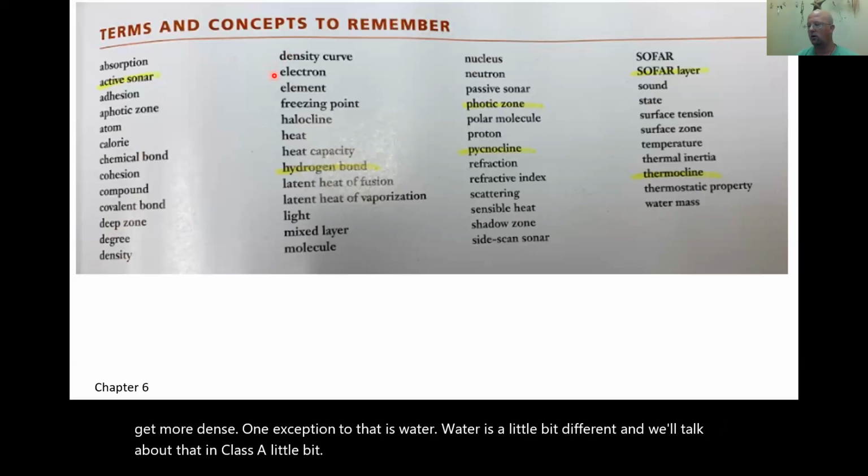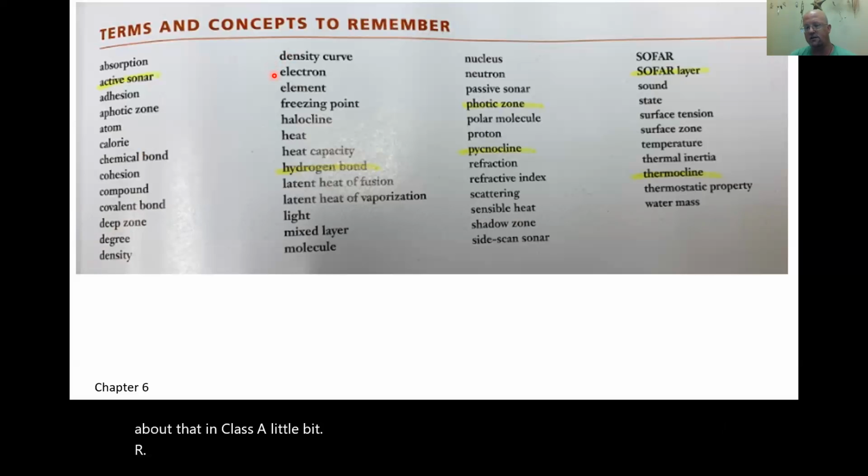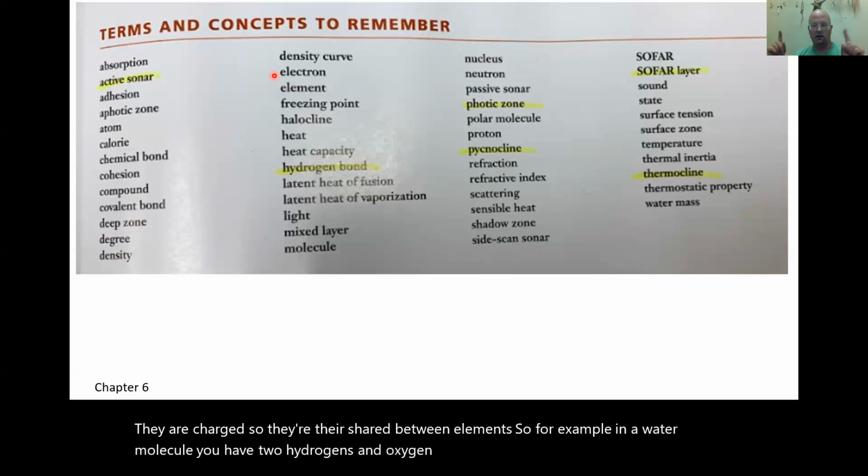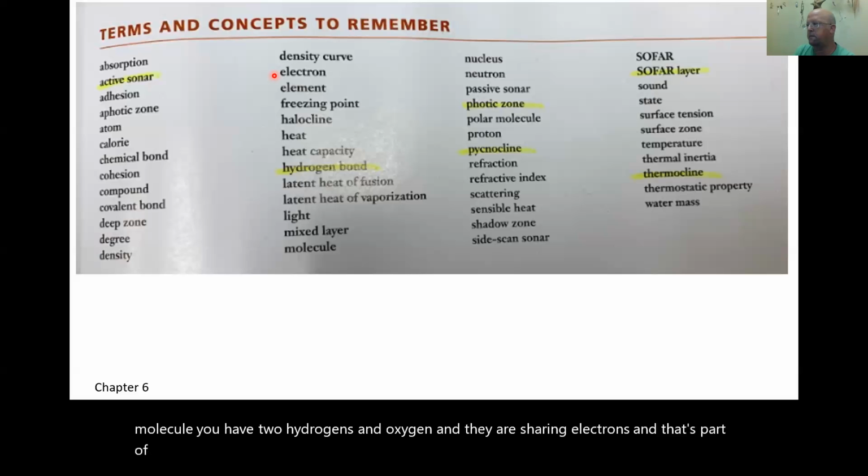Electrons are the parts of elements that are shared. They are charged, right? So they're shared between elements. So for example, in a water molecule, you have two hydrogens and an oxygen, and they're sharing electrons. And that's part of the chemical bonds.